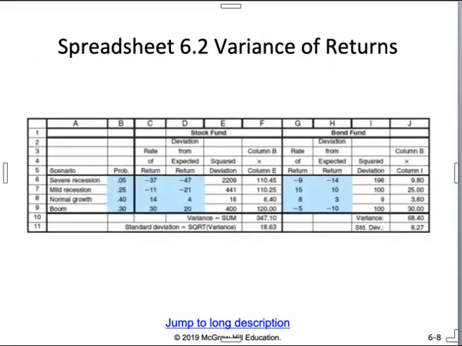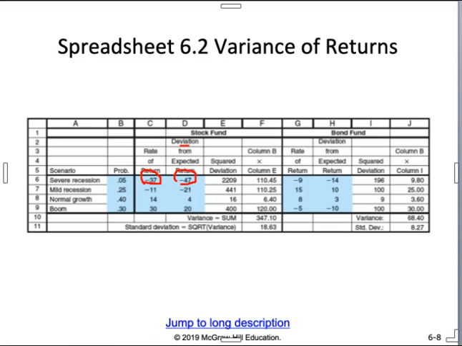I'll walk you through quickly again on how to calculate variance and standard deviation. On the stock fund, the last slide, we had a mean return for the stock fund of 10%. So let's take the severe recession line here. The difference between a minus 37 and a positive 10 is a minus 47. So that is our deviation from our expected return. The minus 37 is 47 points from positive 10, right?